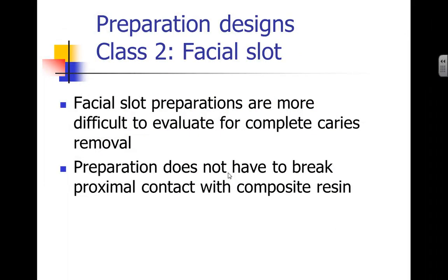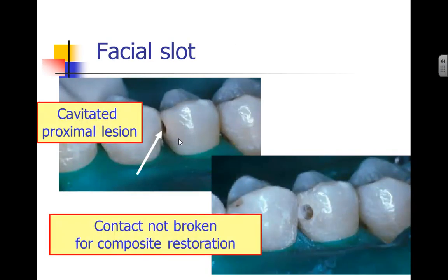What about the facial slot? Well, when we're doing a facial slot preparation, it is more difficult to evaluate complete caries removal. We may need to transilluminate the tooth. We don't need to break proximal contact with our composite resin occlusally or lingually. Gingivally we will break contact because, by definition, class 2 caries initiates below the interproximal contact, so the gingival margin will be broken from the adjacent tooth.